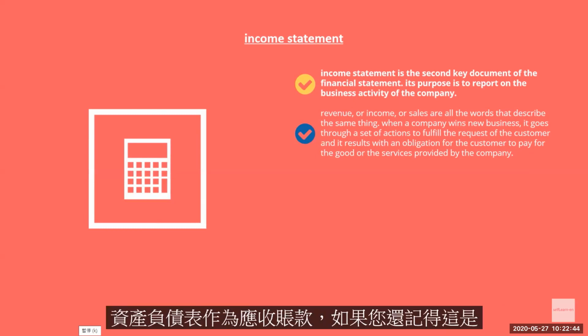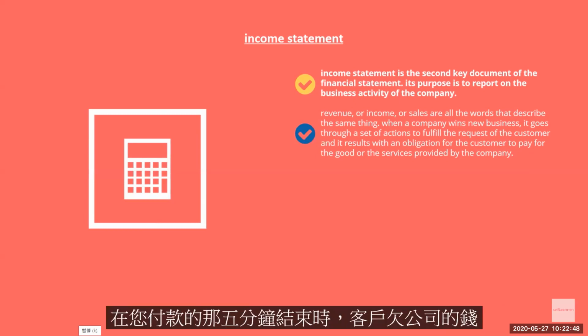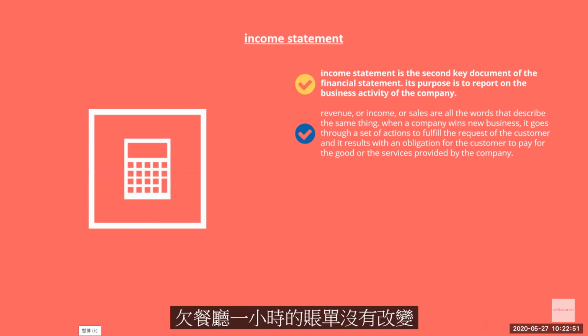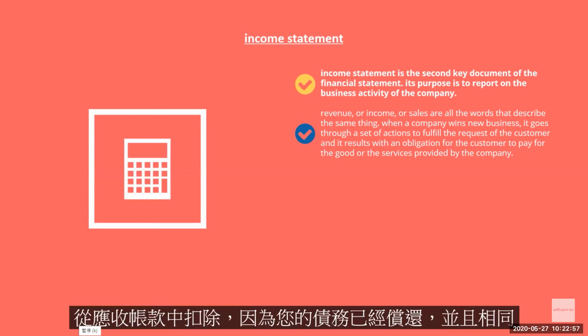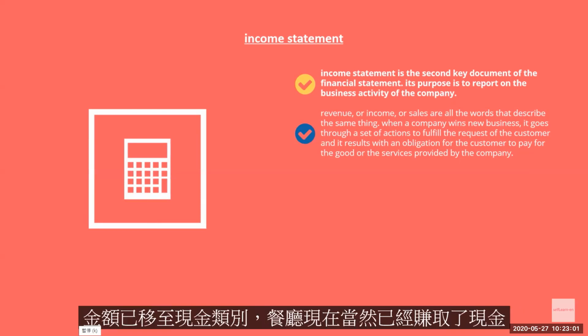In accounting terms, again, the revenue is recorded right away on the income statement as revenue and in the balance sheet as accounts receivable. If you remember, this is the category for money owed by customers to the company. At the end of those 5 minutes, you pay the bill and are no longer indebted to the restaurant. There is no change to the income statement, but in the balance sheet, the amount of the check is removed from the accounts receivable since your debt has been repaid, and that same amount is moved to the cash category. The restaurant has now earned cash.